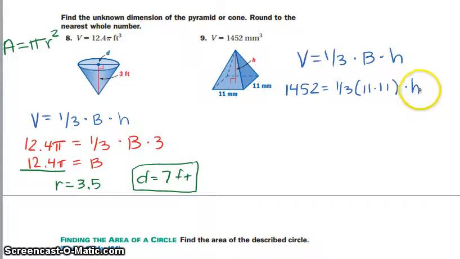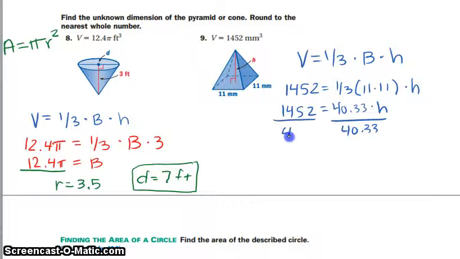So to get height by itself, I'm going to first multiply this out. So 1/3 times 11 gives me 40.3 repeating. So I'm going to keep that in my calculator and divide both sides by 40.3 repeating. 1452 divided by 40.3 repeating gives me 36. So that would be millimeters.